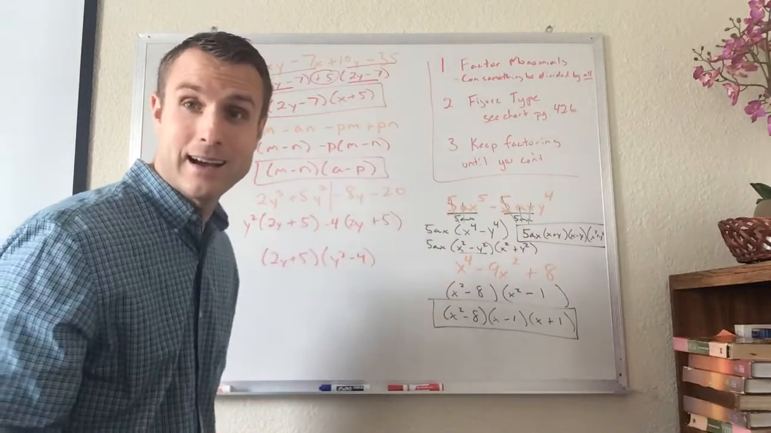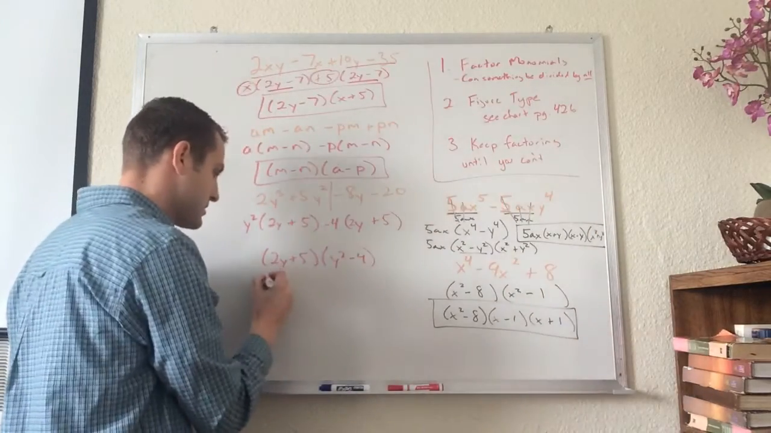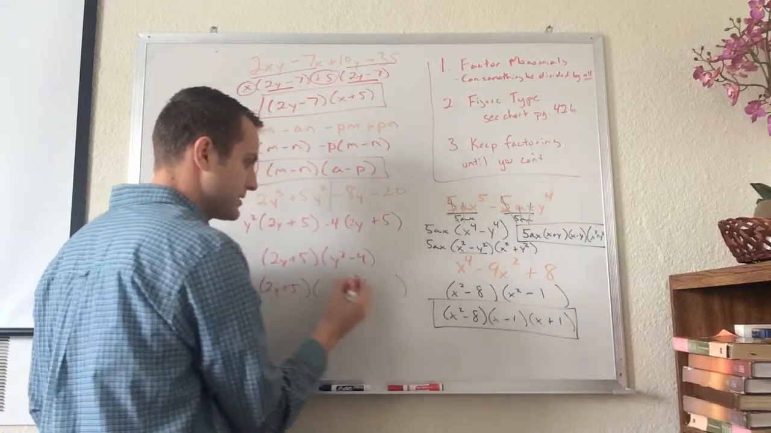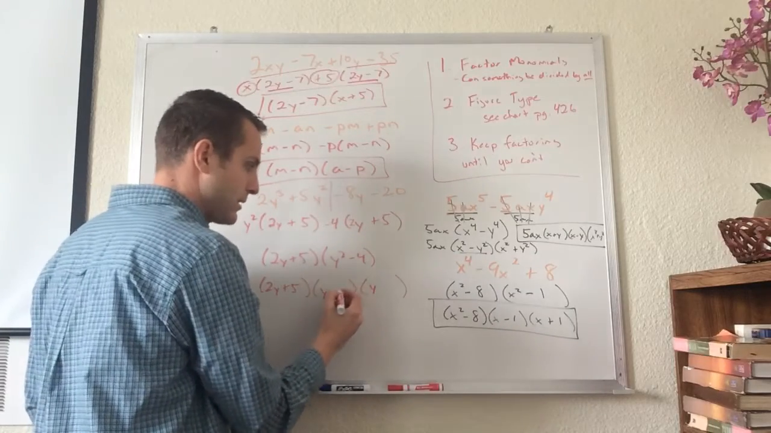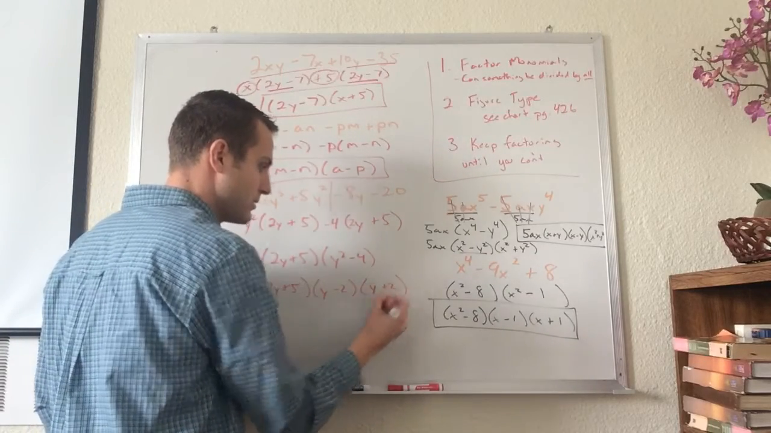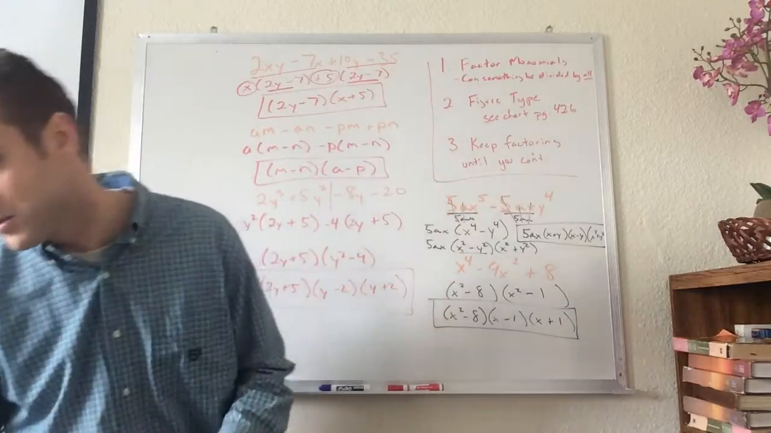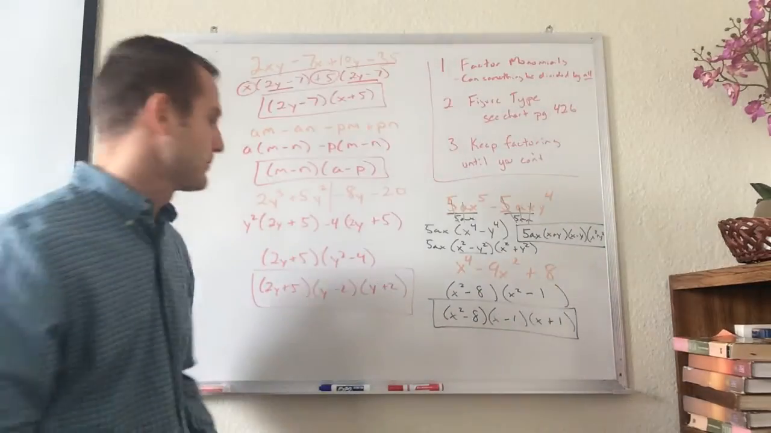But I'm not done because these are both squares. So I can factor that as conjugates. What squared equals y squared? That's y. What squared equals 4? That's 2. Now I am completely factored: 2y plus 5, y minus 2, and y plus 2.